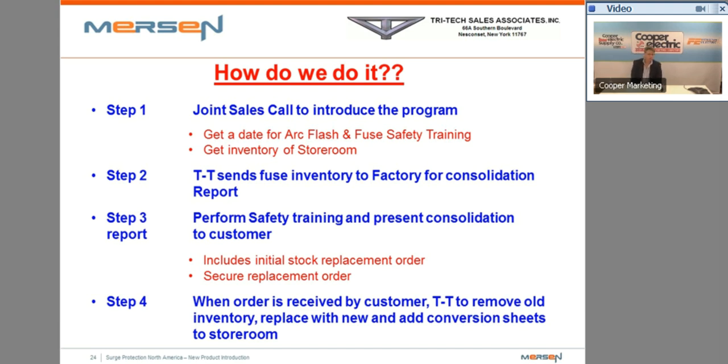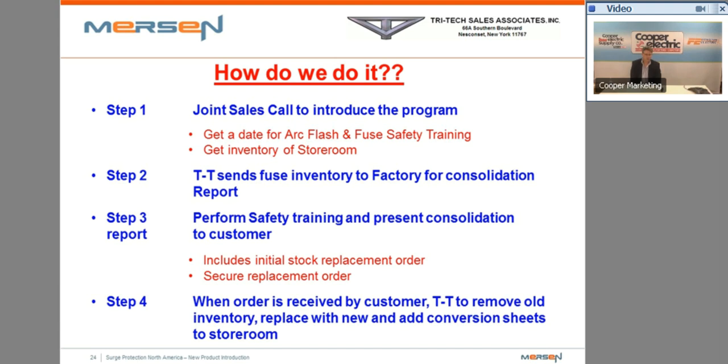How do we do it? Real simple. We just need to identify these customers. We make a joint sales call to introduce the program. We get a date scheduled. As part of this whole change out, we do an arc flash and fuse safety training on site for their maintenance and facilities people. We get an inventory of the storeroom fuses. We use that as a premise of what is in the facility.